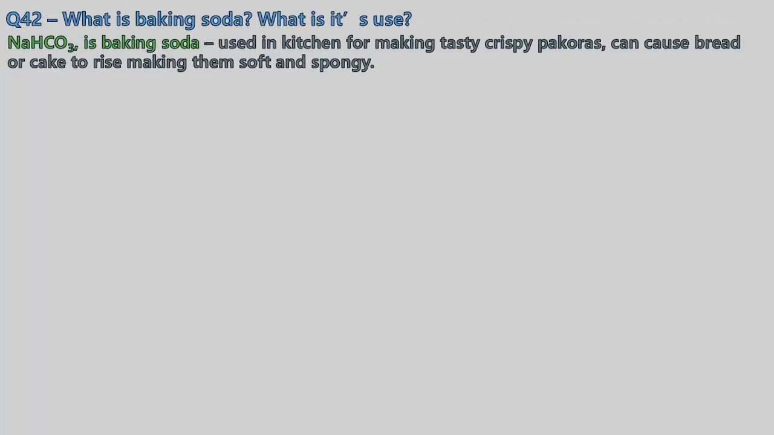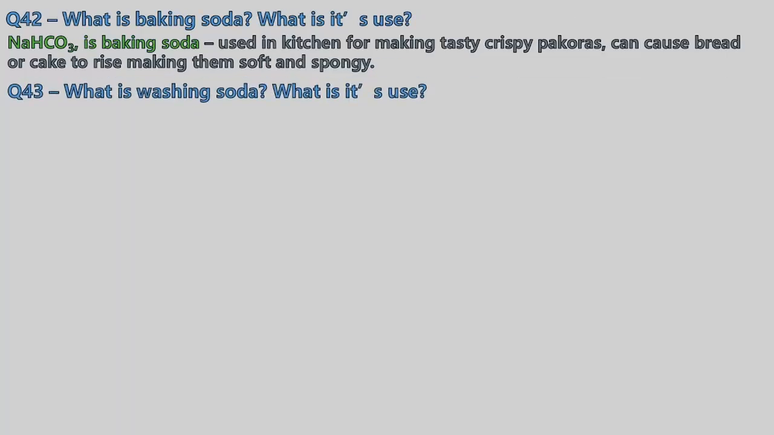What is baking soda? Baking soda is another chemical compound which is NaHCO3. This is sodium hydrogencarbonate. So it is Na for sodium, H for hydrogen, CO3 carbonate. So sodium hydrogencarbonate is the baking soda. This is used in the kitchen for making tasty crispy pakoras and also can be used while baking bread or cake to make them rise and make them soft and spongy.